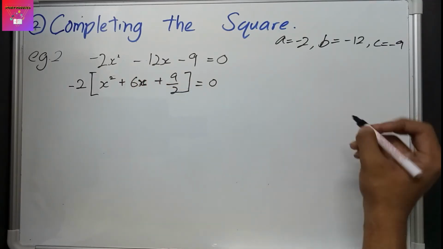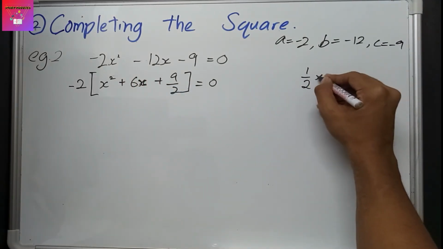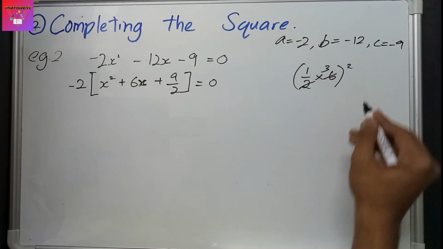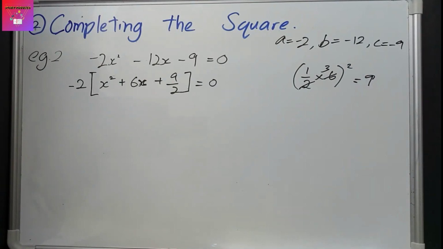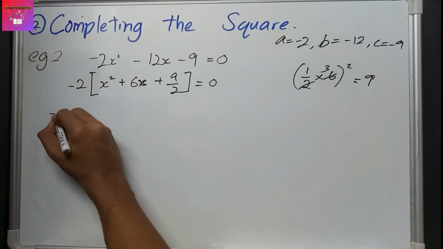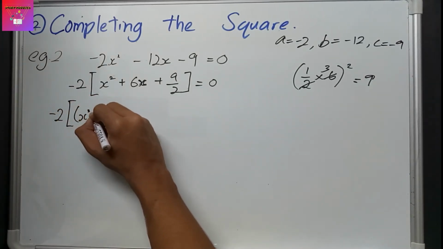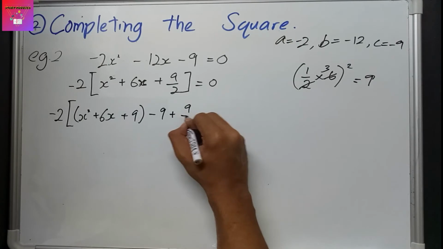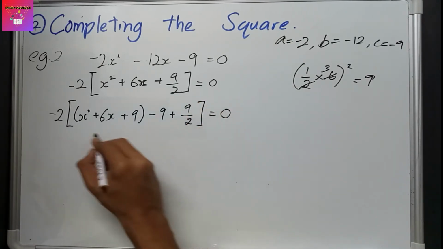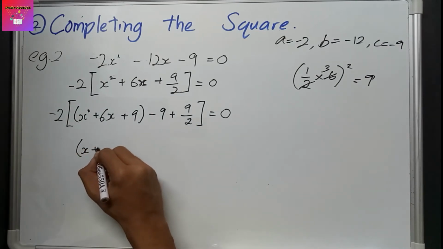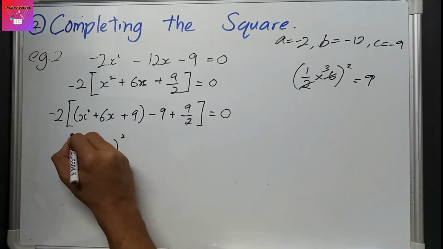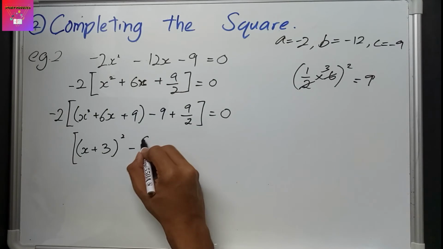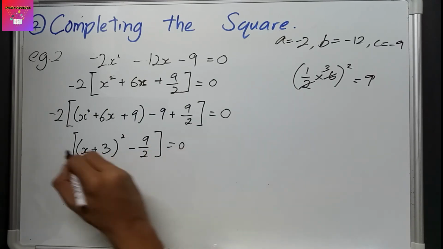So now let's take this 6 and do the normal thing which we have to do for this chapter, 1 over 2 times 6 square, which is going to give you 3 square, therefore it's going to be 9. Okay, so now let's resume. Negative 2 x square plus 6x plus 9 minus 9 plus 9 over 2 equal to 0. So let's factorize this part and we'll get x plus 3 square minus 9 plus 9 over 2, you're going to get negative 9 over 2 equals to 0.